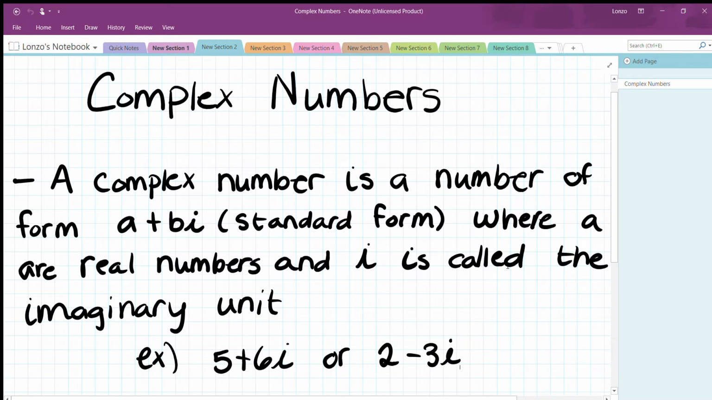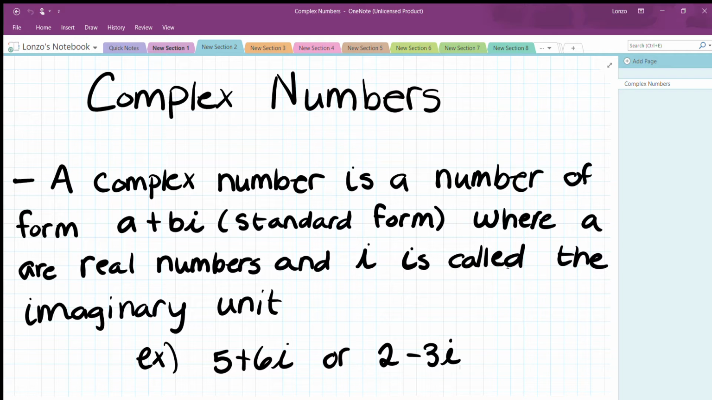Hi guys, today we're going to go over complex numbers. In this section I will go over the definition of a complex number and its conjugate. I will go over some basic operations of complex numbers and the principal square root of a negative real number. Finally, I will go over some natural number powers of i, the imaginary unit.